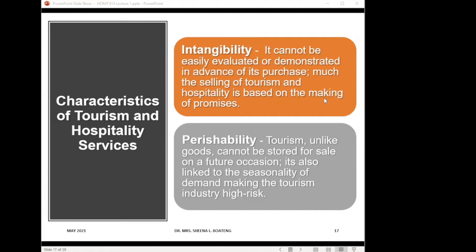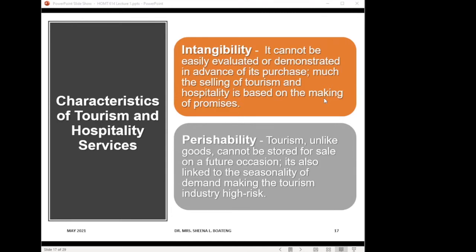Again, the concept of perishability, which I believe is one of the characteristics that players in the sector are very familiar with, especially those in the accommodation sector and in the culinary sector. Because tourism, unlike goods, cannot be stored for sale on a future occasion. So if you have a certain number of rooms and they are not occupied on this particular day, the revenue you would have gained from it being occupied is lost and cannot be regained ever.